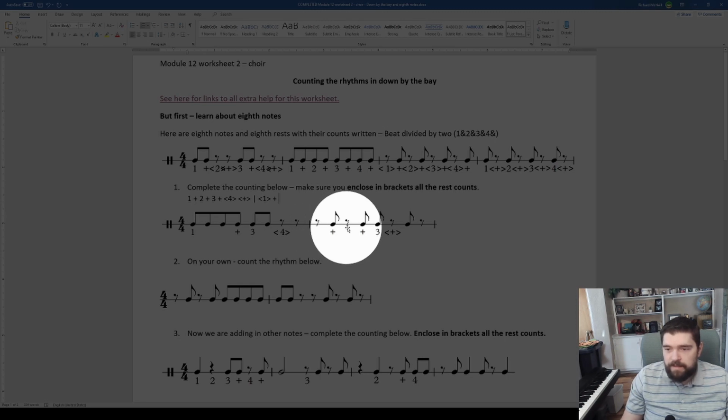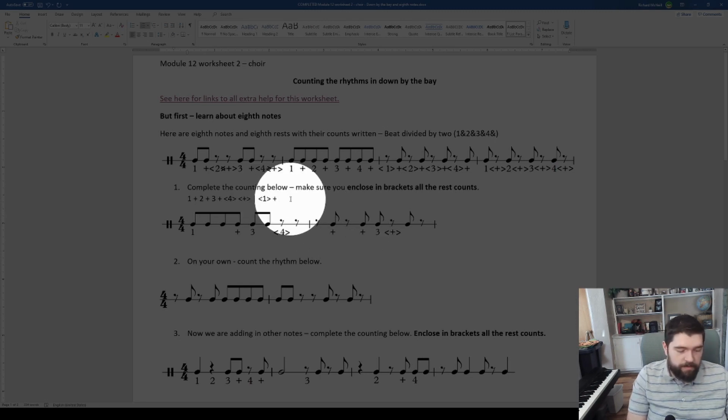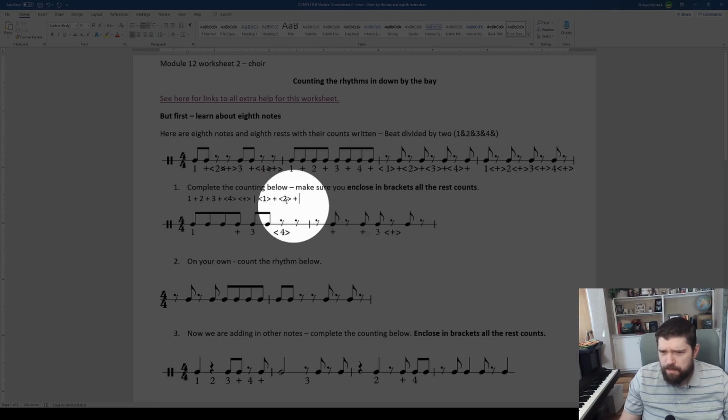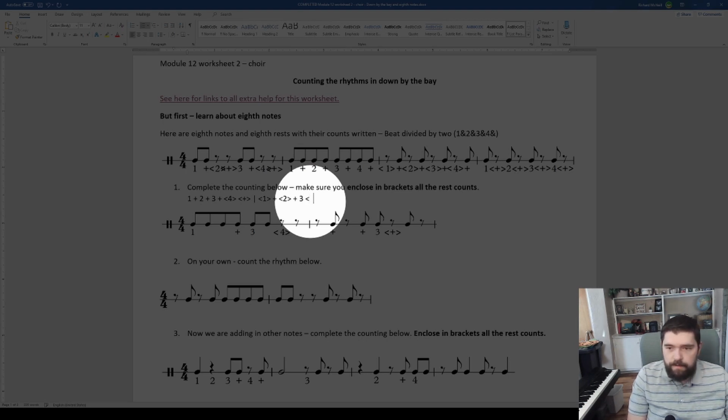Then we have the next number and. So the next number is 2 inside of brackets. Remember, anything inside of brackets is a rest, so we don't say it. It'd be sh and sh and. Okay, and then beat 3, we have the number there, then brackets and then 4, and the and in the brackets.